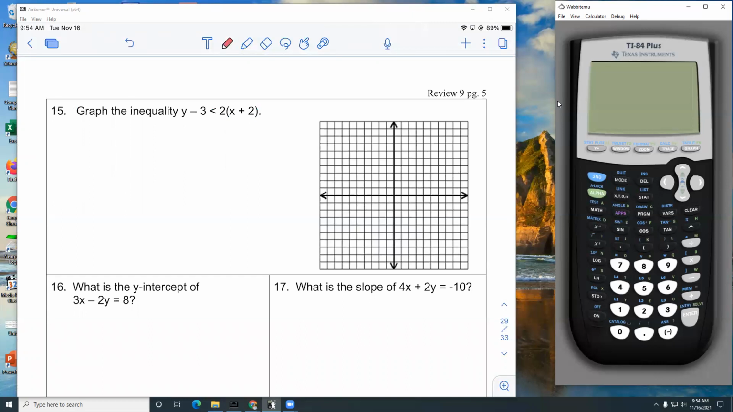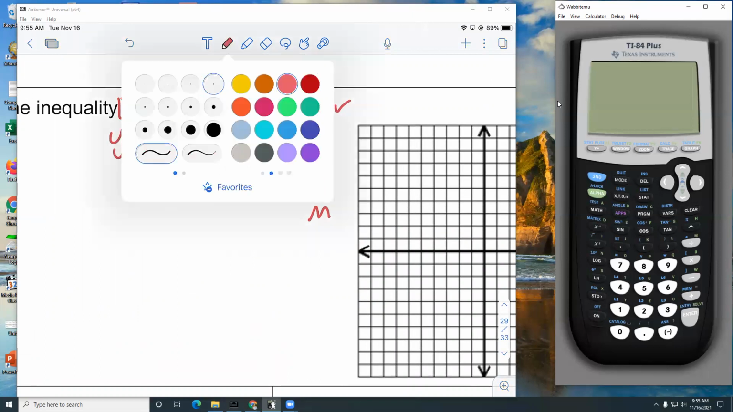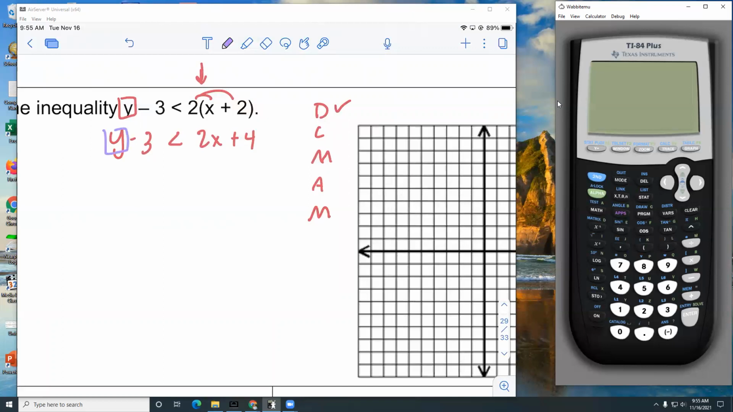Graphing the inequality again. Now, this time it's a little bit more involved because I'm still trying to solve for y, but let's look over here. Looking at my don't call me after midnight rules, the first thing I've got to do is distribute. I've got to put that 2 into both x and plus 2. So I get y minus 3 is less than 2x plus 4. And now let's get y by itself and add that 3 over. So I get y is less than 2x plus 7.